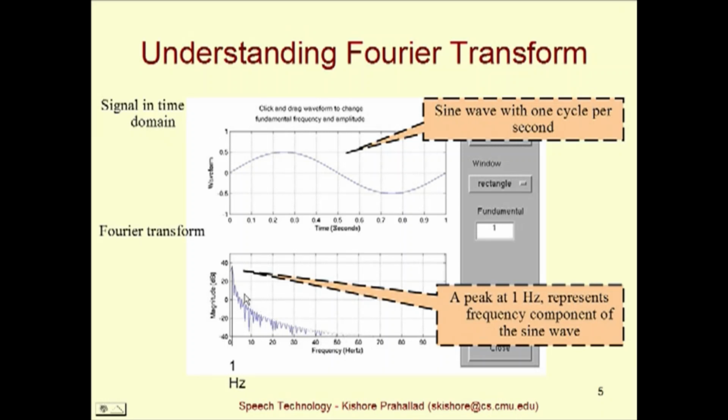This is the artifact of the signal processing. Otherwise, what you would ideally want to see is a single point here, which shows that all the frequency components of this signal are represented or stored at 1 Hz. So 1 Hz is on the x-axis, and you are seeing a peak here, and the y-axis value denotes the amplitude of the sine wave here.